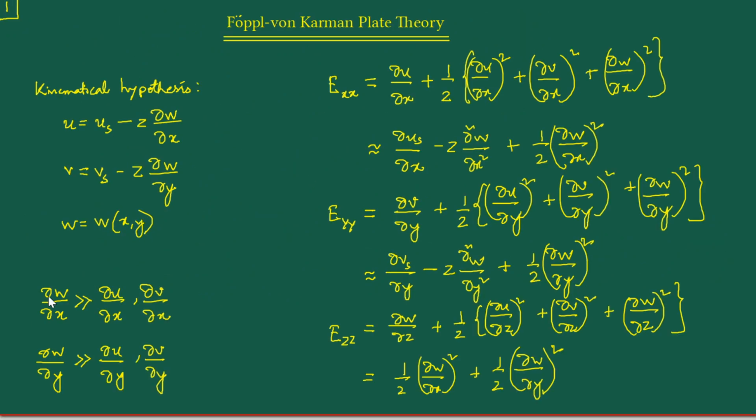So if it is true that del w del y is significantly larger than del u del y and del v del y, it must also be true that del w del x is larger than del u del y. So we can neglect this term compared to this. Similarly, we can neglect these two terms compared to this. It is as if these four terms are of the same kind of strength. So whenever we are directly comparing any one of these with any two of those, it is the left hand side terms which are going to be dominant.